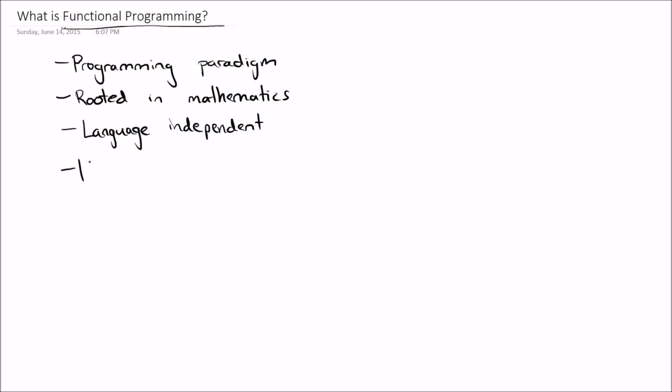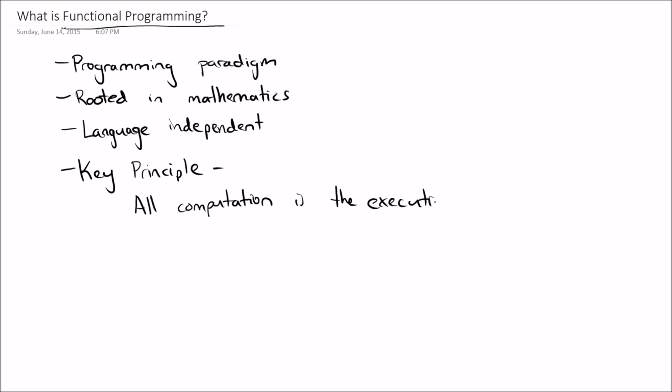So let's talk about what this key principle of functional programming is that I keep mentioning. And it's really very simple. The key principle is that functional programming thinks of all computation as the execution of a series of mathematical functions. So let me write that here. All computation is the execution of mathematical functions. Great. And so we can see here that this is a very succinct driving principle behind functional programming. And we can see where the name functional programming comes from.